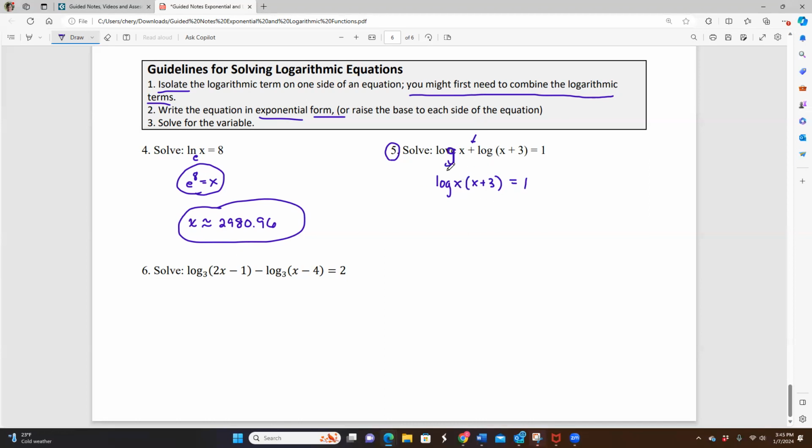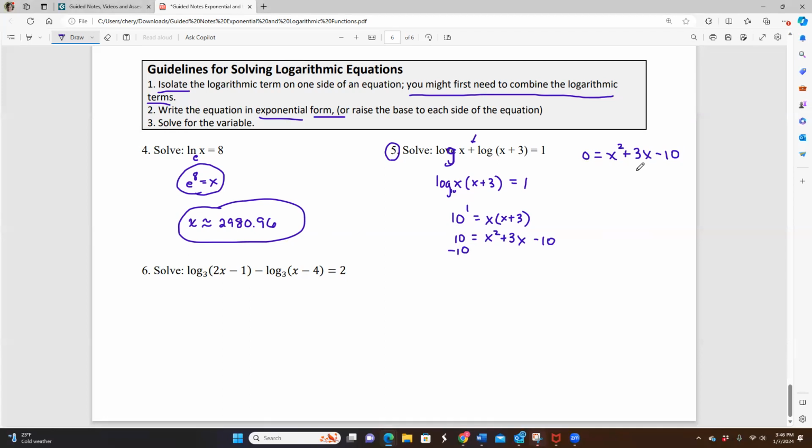Now we've got it as 1 logarithmic expression, so we write it in exponential form. This common log, of course, means log base 10. So 10 to the first power would equal x times x plus 3. We have to solve this as a quadratic. So we have 10 equals x squared plus 3x. To solve this, we move the 10 over by subtracting, and we'll have 0 equals x squared plus 3x minus 10.